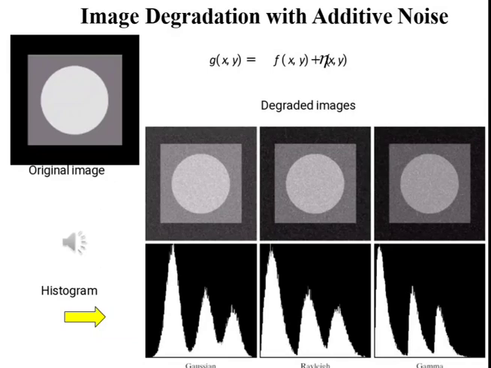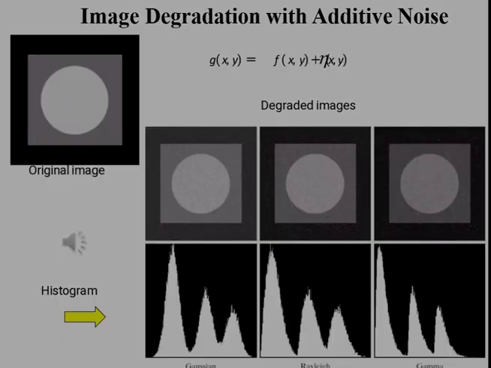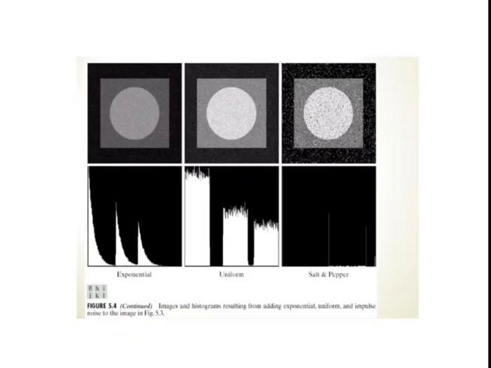Each image has the histogram computed directly from that image. The parameters of the noise were chosen in each case so that the histograms corresponding to the 3 intensity levels in the test pattern would start to merge. This made the noise quite visible without obscuring the basic structure of the underlying image. The histogram for the salt and pepper example has an extra peak at the white end of the intensity scale because the noise components were pure black and white, and the lighter component of the test pattern is light gray.